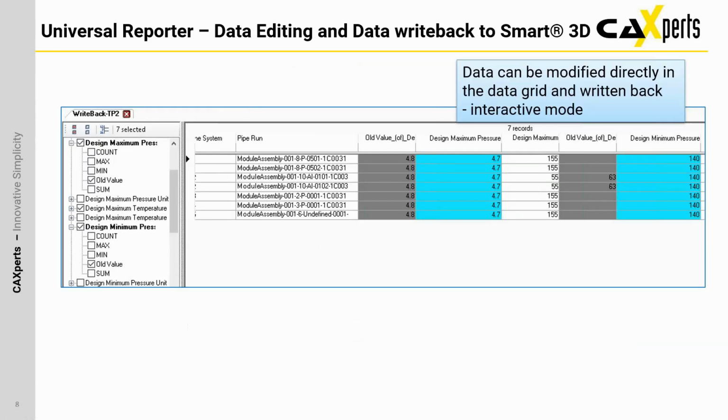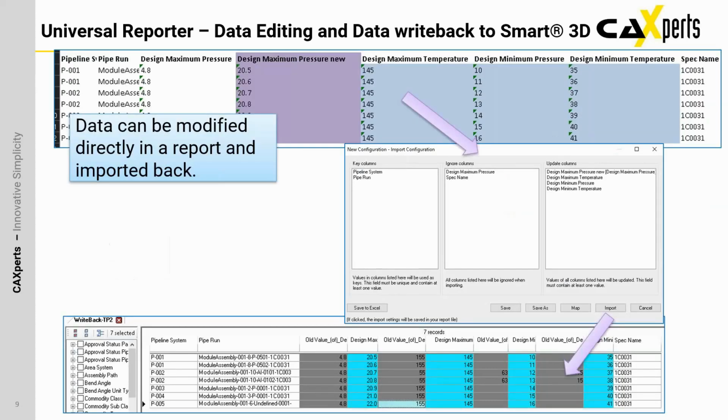And last but not least, this is a very interesting functionality. You can edit or modify data and write them back to Smart 3D. Okay, so here in general we have two different modes: a so-called interactive mode, where you change your data directly in the data grid in the Universal Reporter, or, this looks a little bit complicated maybe, but we will see that, you change your data in an Excel report. So this is a typical scenario.